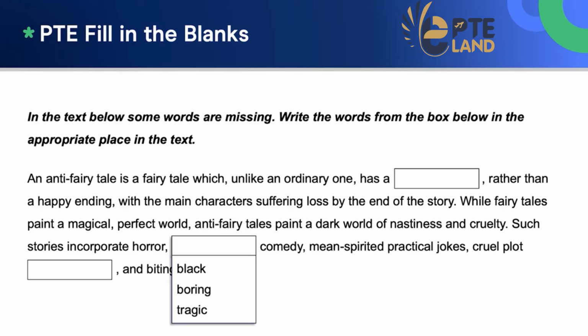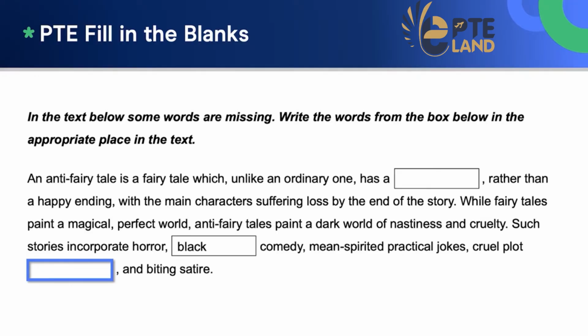From the drop-down list, you can see black, boring, and tragic. They all seem possible, but which is correct? Well, boring comedy and tragic comedy aren't words that go together. They don't collocate. In this case, the answer is black. Black comedy is a common collocation. It means something that is funny, but also quite dark. Without knowing this collocation, it would be hard to know what black comedy means since comedy doesn't have a literal color.